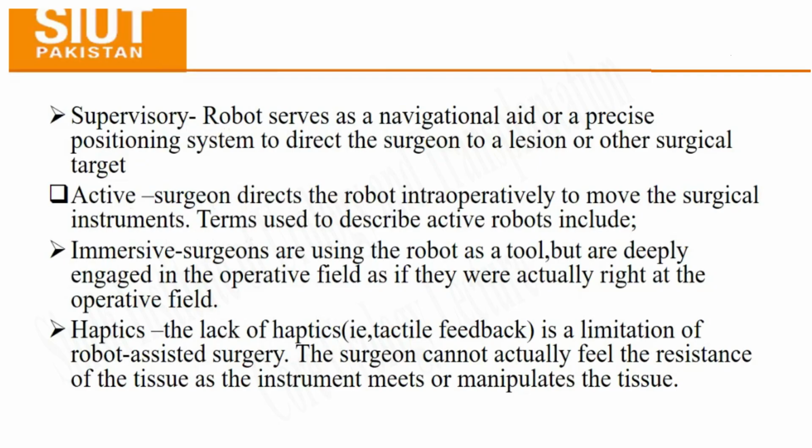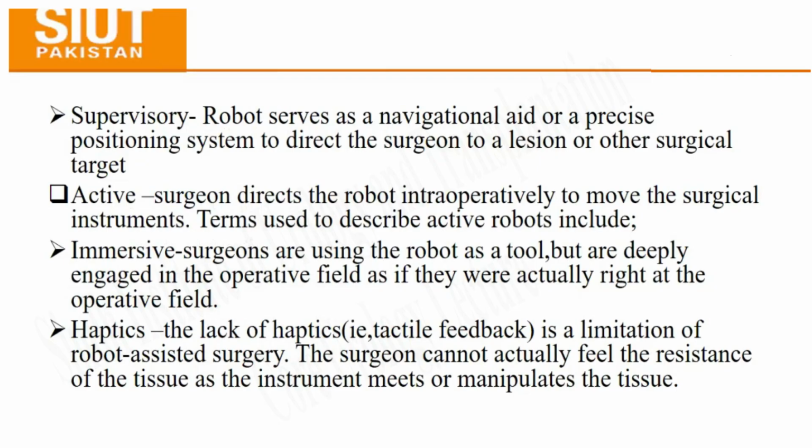Now, active: surgeon directs the robot intraoperatively to move the surgical instrument. Terms used to describe active robots include: this is the type of robot we are using. Means surgeon directs the robot operatively to help in the surgery. Immersive: surgeons are using the robot as a tool, but deeply engaged in the operating field as if they were actually right at the operating field.